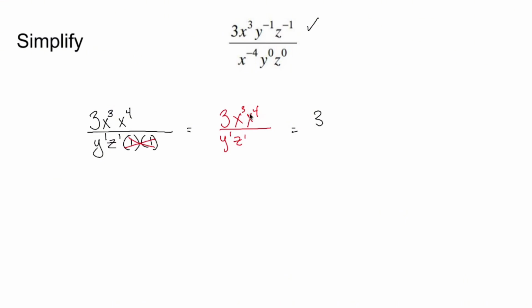X to the 3rd times x to the 4th means I add the exponents, and that becomes x to the 7th. Y to the 1st doesn't combine with anything, and I don't need that invisible 1 there, so leave it as y. Z to the 1st also doesn't combine with anything, and I also don't need that invisible 1 there, so leave it as just z, and this guy becomes 3x to the 7th all over yz.